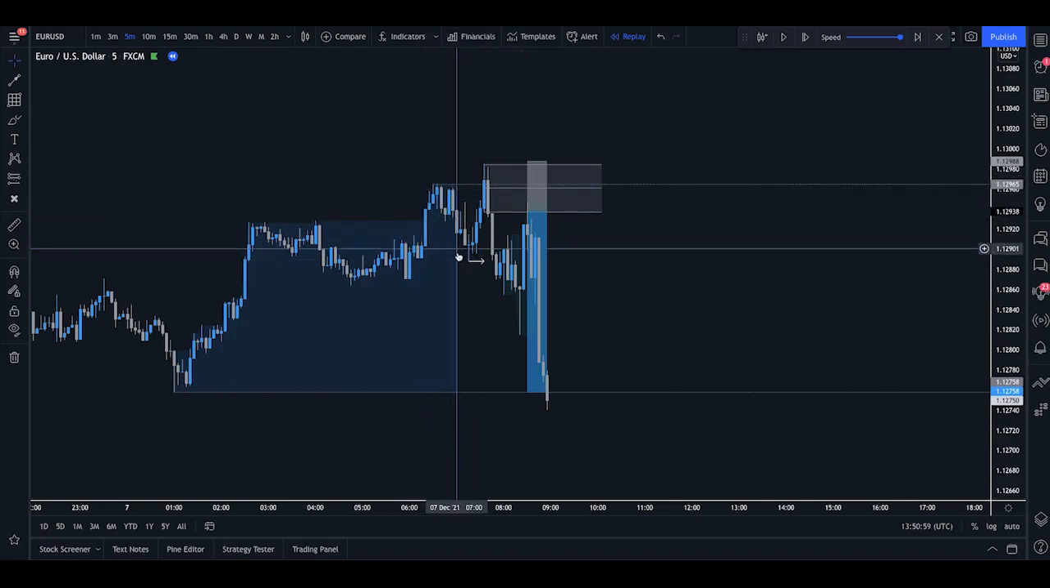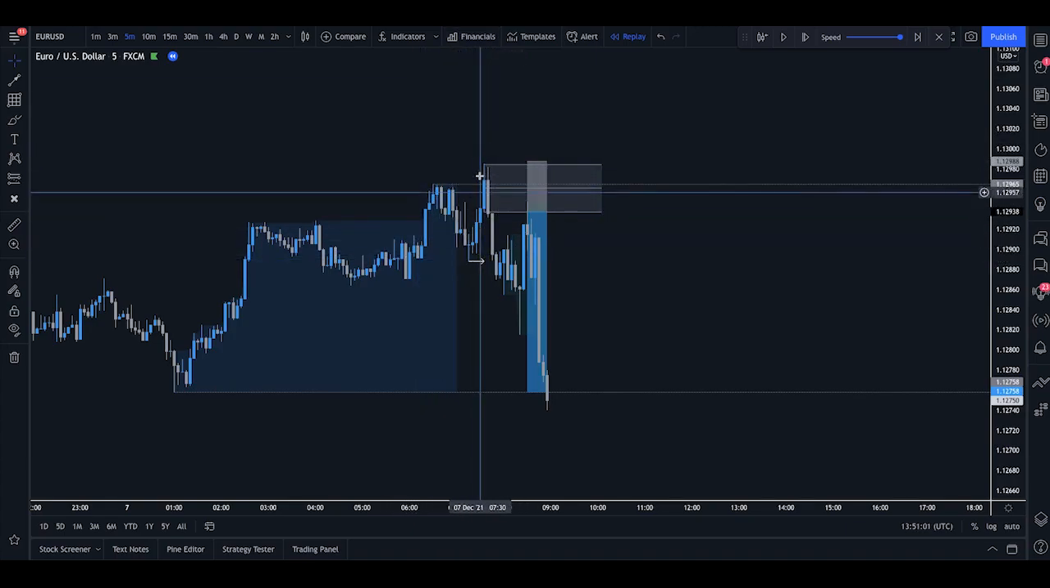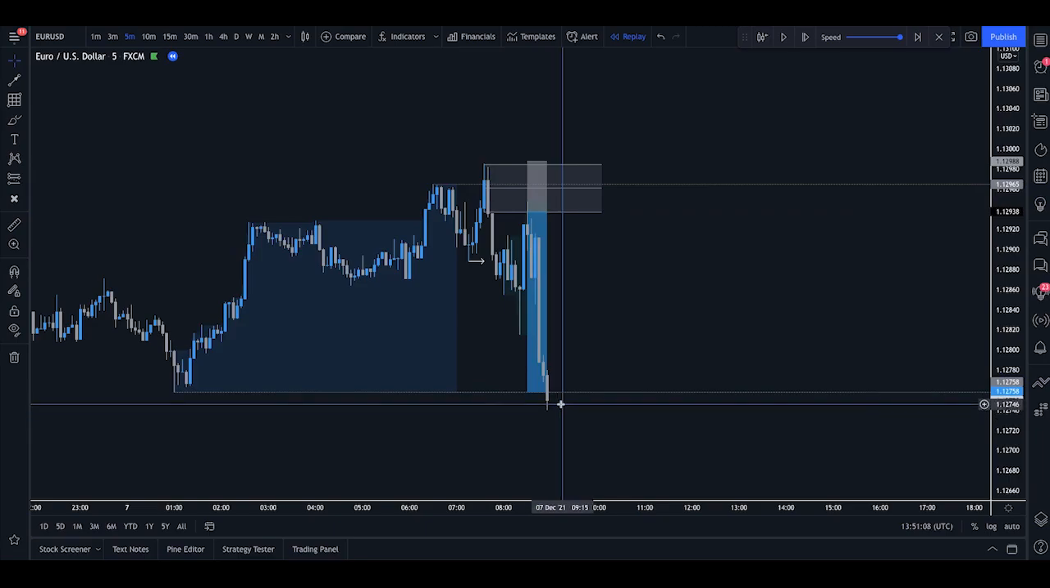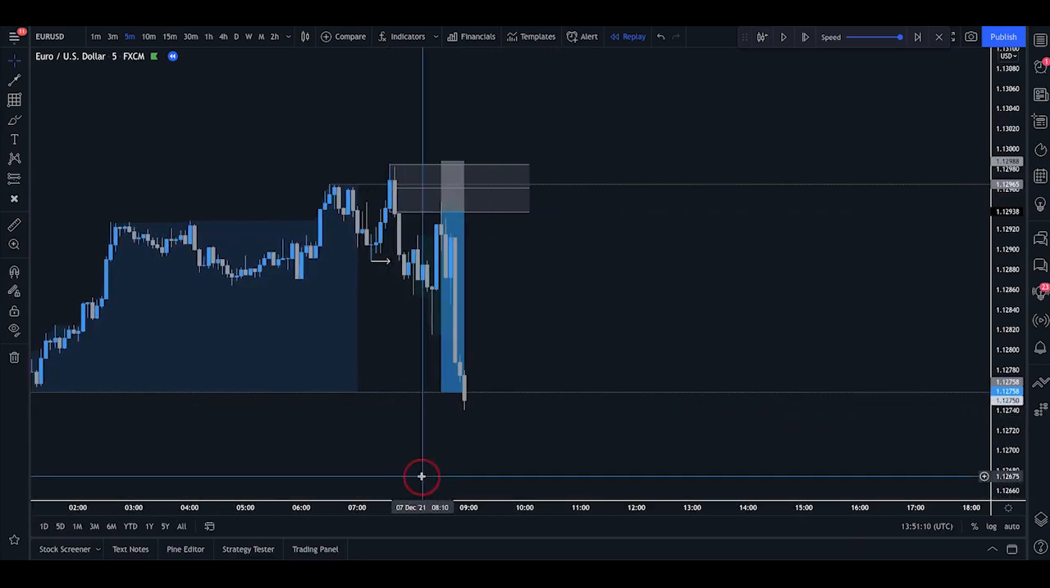So we got the push up, we got the pull back, we got the higher high and the sweep, we got the breakdown and lower low. Then we pull back into the supply zone after the sweep and we get an execution and a 3.6R position secured in 26 minutes.